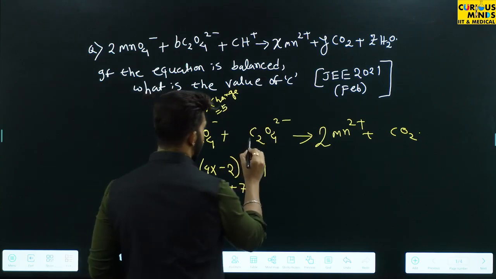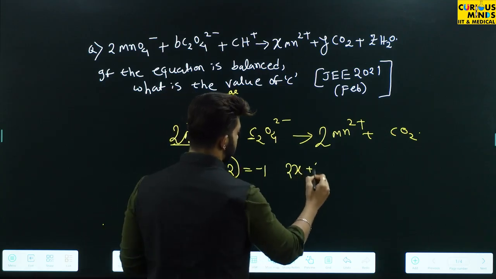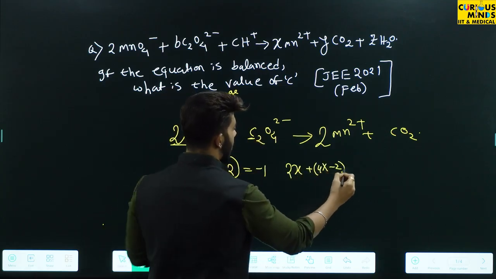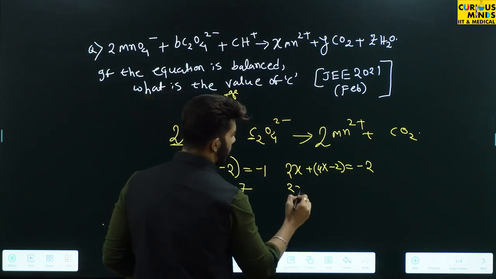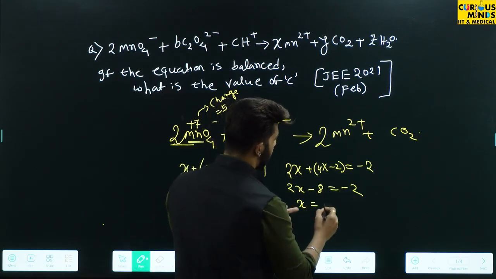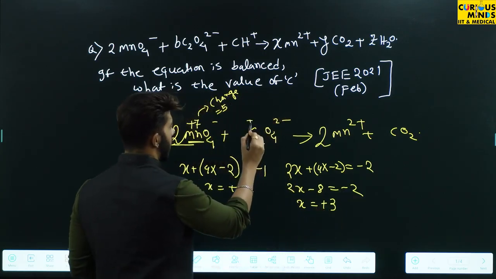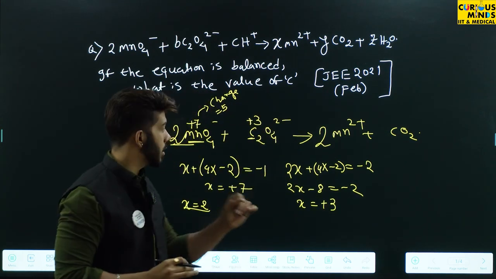Now what about this one? Let's talk about this carbon. Let's take carbon as X. So this will be 2X plus 4 times minus 2 equals the overall charge, which is minus 2. So 2X minus 8 equals minus 2, and if you calculate, you will get X equals plus 3. That means the oxidation state of carbon is plus 3.